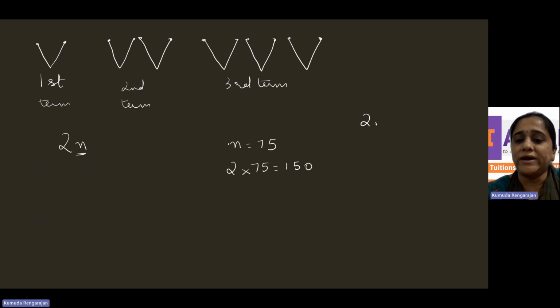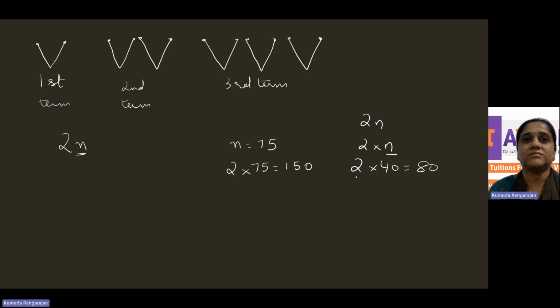2n meaning 2 into n. And what should you substitute for n? Whichever term you want to find. If you want to find the number of matchsticks needed to make the 40th term of this pattern, then n will be 40. So 2 into 40, 80 sticks you need. So like this, you've seen many rules in the last class, like 2n, 3n.